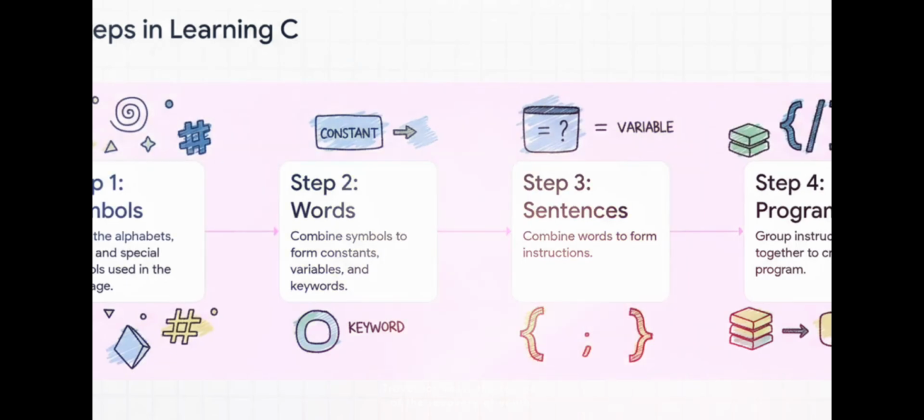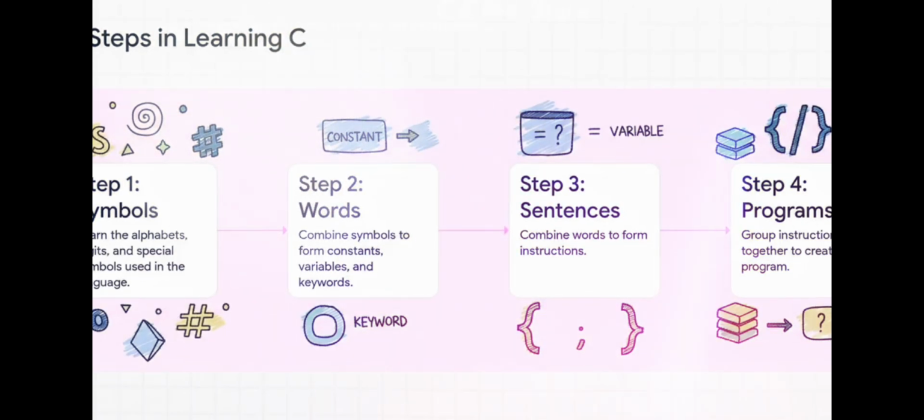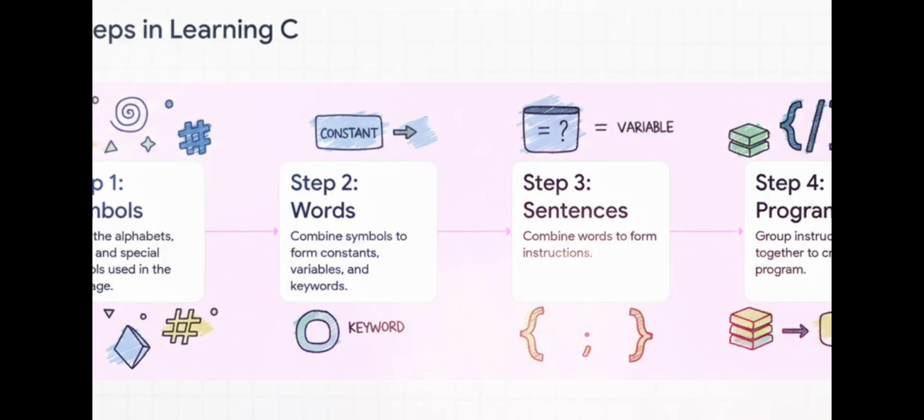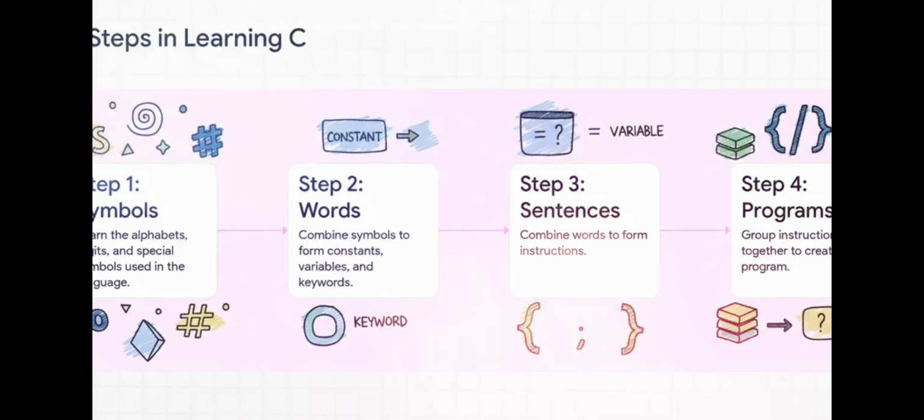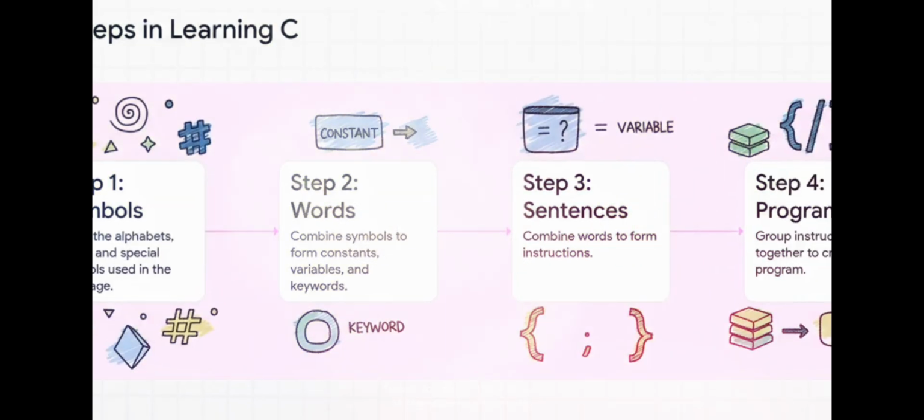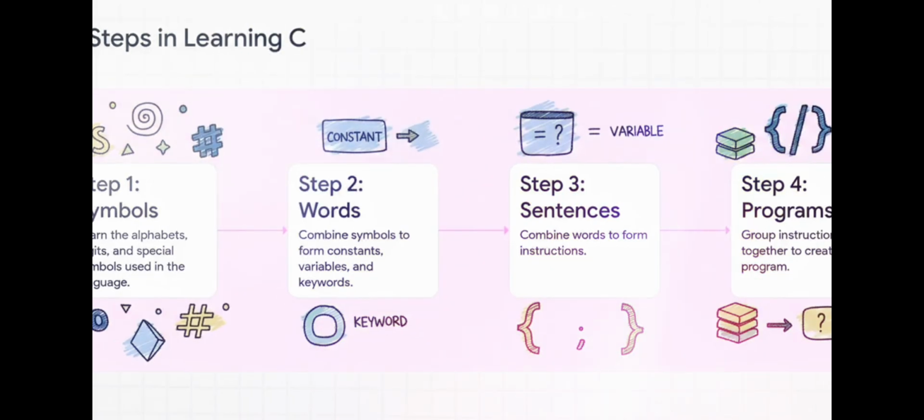And this roadmap here just lays it all out. Step 1, you learn the basic symbols, kind of like the ABCs of C. Then in step 2, you start combining those symbols to make simple words, which in C are things like constants and variables. Step 3, you take those words and arrange them into sentences. We call those instructions. And finally, boom, you group all those instructions together and you've built a complete program.